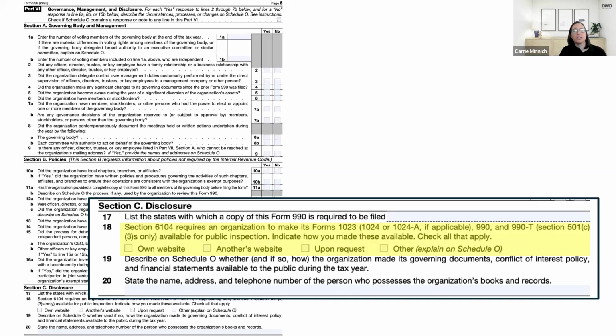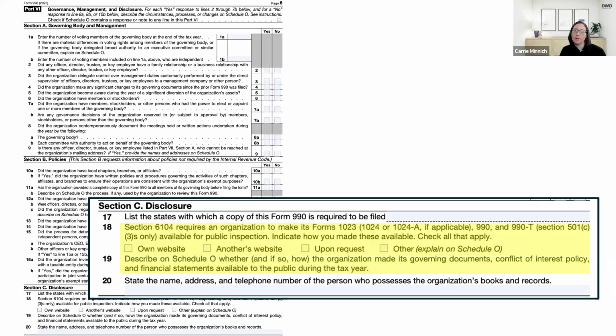Now, when you say someone else's website, that does not mean the IRS website. That does not mean Candid. That does not mean GuideStar. That would mean maybe like a national organization that you're related to, and maybe they put it on their website. If you make it upon request, the IRS wants to know again how you're fulfilling that responsibility of making these items available to the public.